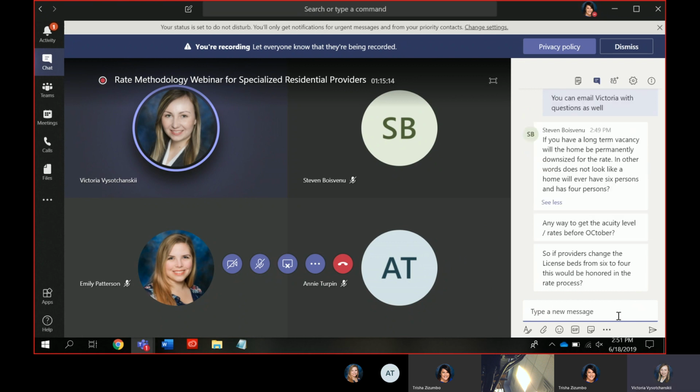Do we have any other questions? Yeah. So if providers change the license bed from 6 to 4, this would be honored in the rate process? Correct. You would be funded based on the number of licenses that your home is licensed for. One of OCHN's values is smaller settings, so we would always encourage you to reduce the number of licenses you have. And if you were going down to 4, the question would be then, does it have to be licensed at all? Because 4 individuals or less living together don't need to be licensed.